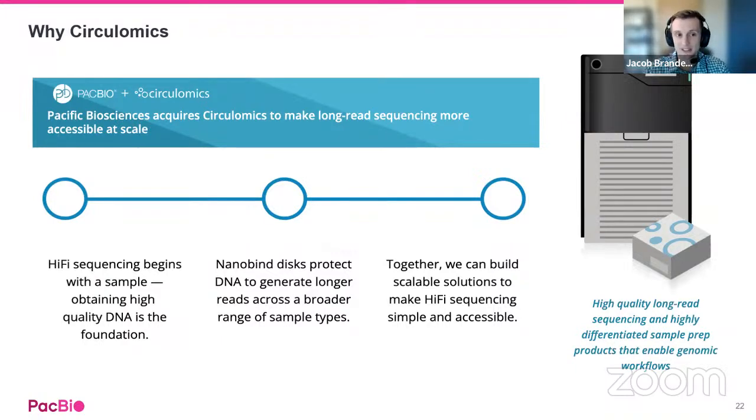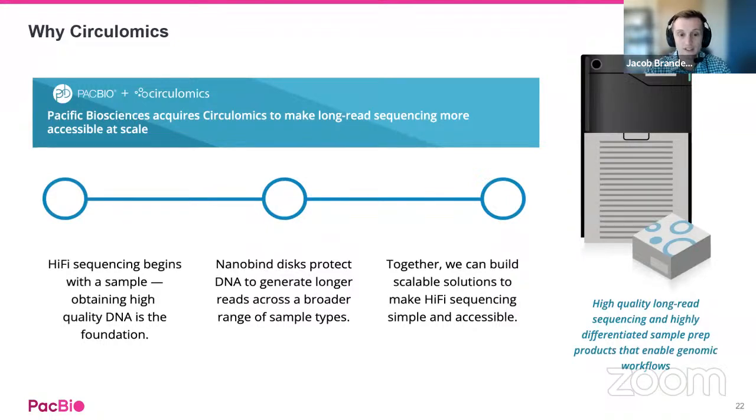We've also recently purchased Circulomics, which is a DNA extraction company, and so they are now under the PacBio umbrella. The reason for this is we know that to have success from a lot of these projects, it starts at the very front end. If you don't have high quality, high molecular weight DNA going into our library prep procedures, you're not going to get high quality data coming off of the back end.